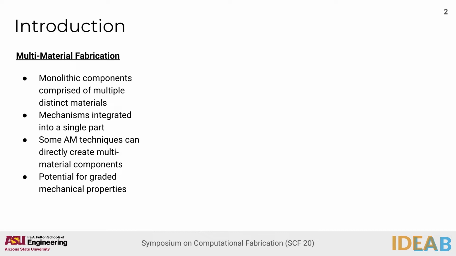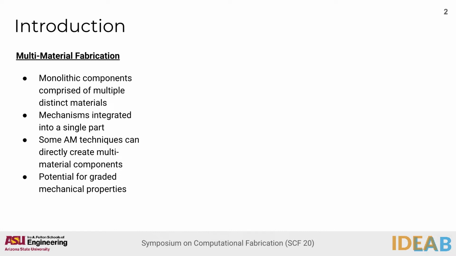Multi-material fabrication is a fabrication approach that allows for monolithic components which are comprised of multiple distinct materials. This allows mechanisms to be integrated into single components. For example, you could have joints or grips using integrated soft materials within a rigid body. This allows for robust parts that require minimal assembly.